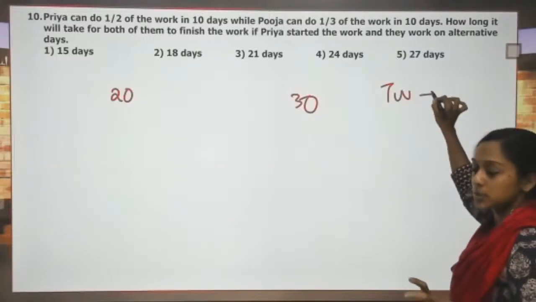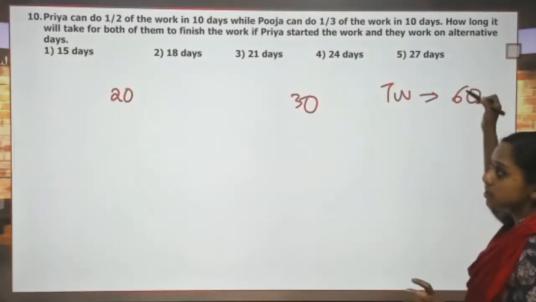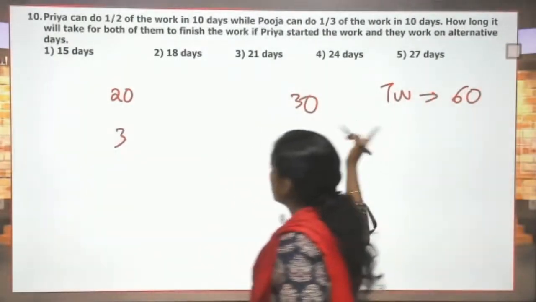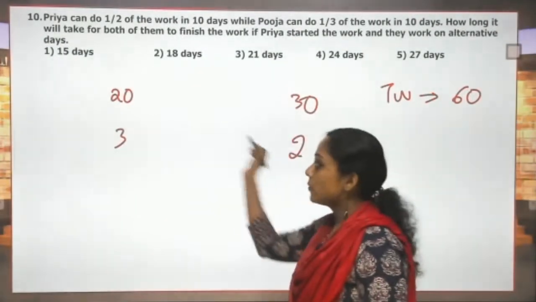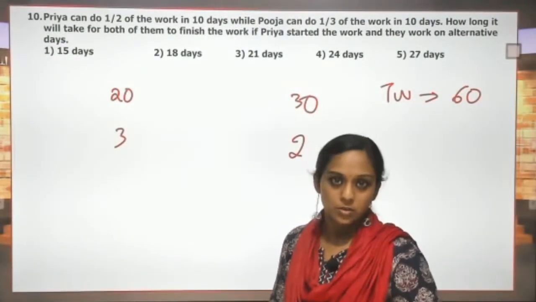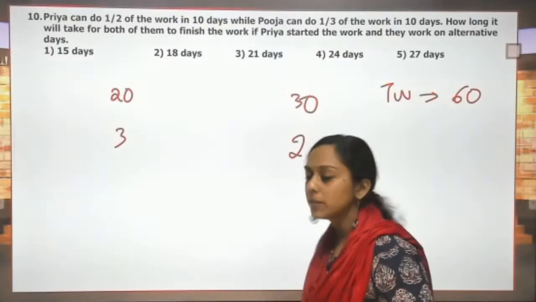Arun, work as 20, 30, the LCM is 60. So, what is the efficiency here? 60 by 20, that is 3. 60 by 30, that is 2. So when these two are working together, they will be working with 3 plus 2, 5 efficiency.